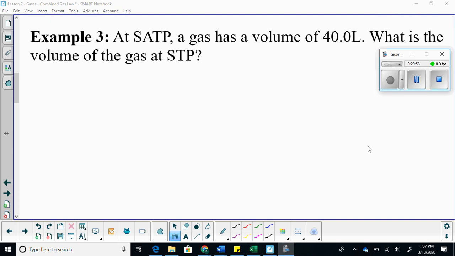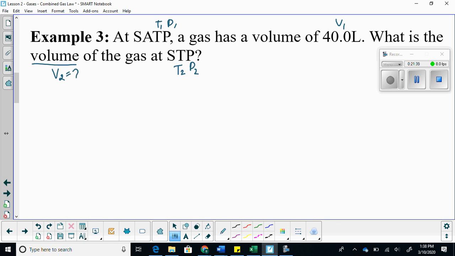At SATP conditions, a gas has a volume of 40 liters. What is the volume of the gas at STP conditions? Okay, let's review a little bit. SATP will provide us with a T1 and a P1, and we have an initial volume of 40. Then we move the gas to STP conditions, which gives us a T2 and a P2. Okay, and we are looking for V2.